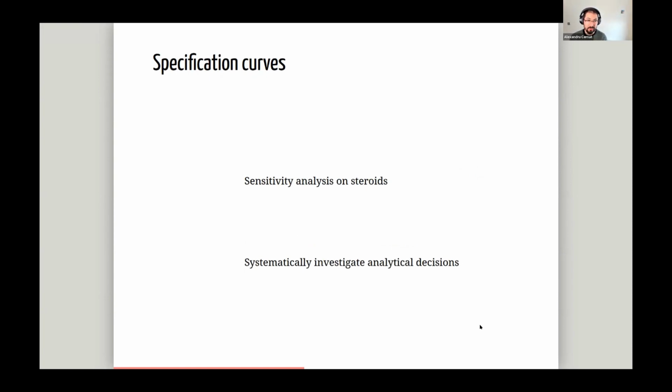So a solution to this is something called the specification curve. The idea is to do systematic sensitivity analysis on your data. This means you have to think very carefully about what the important decisions are that you have made, and then try to run your analysis under these different conditions and see if you find the same results or not.